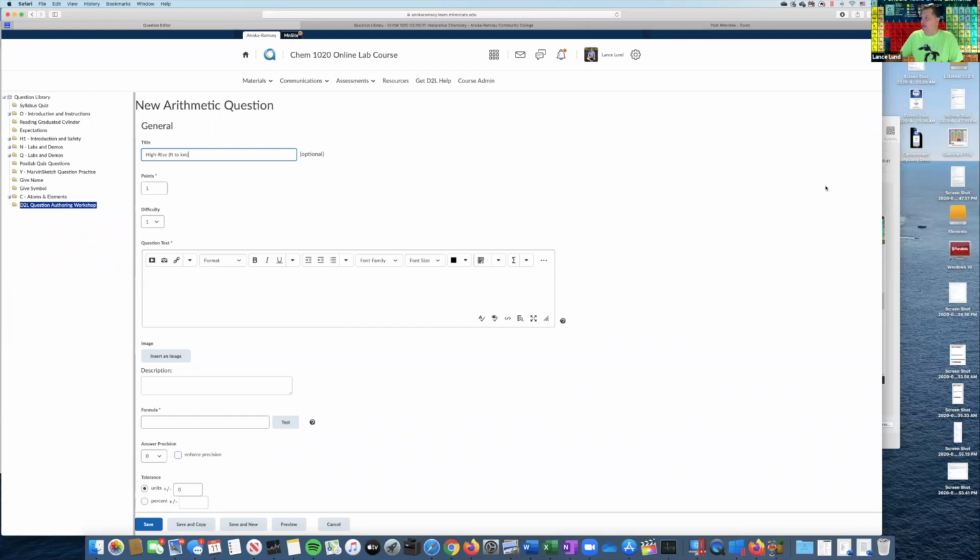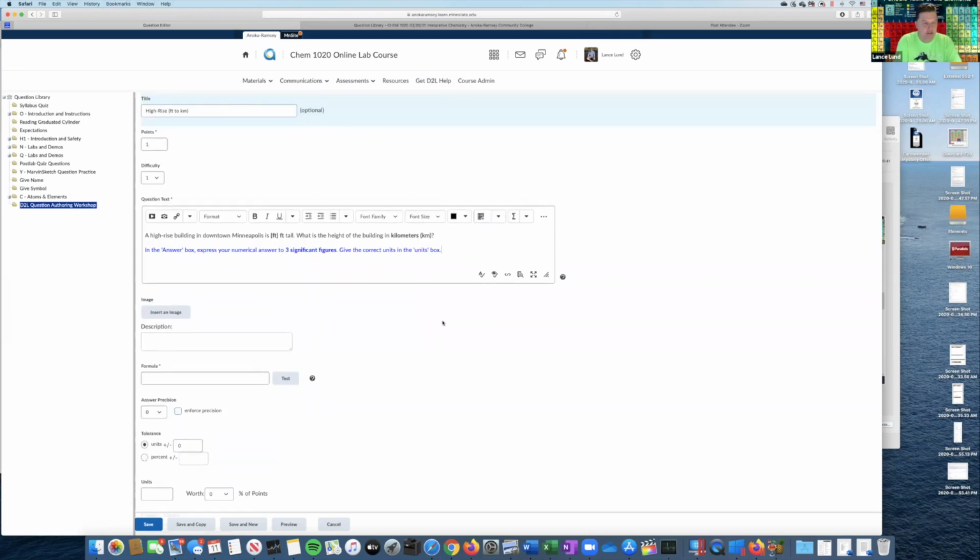Okay, so I have already authored one like this, so I'm just going to copy and paste for the interest of time rather than showing you how it's all set up. So this is what a question might look like. It says a high-rise building in downtown Minneapolis is X number of feet tall. What is the height of the building in units of kilometers? And then you'll see that in the answer box, it says express your answer to 3 significant figures, give the correct units in the units box. Okay, so this is how I'd word it.